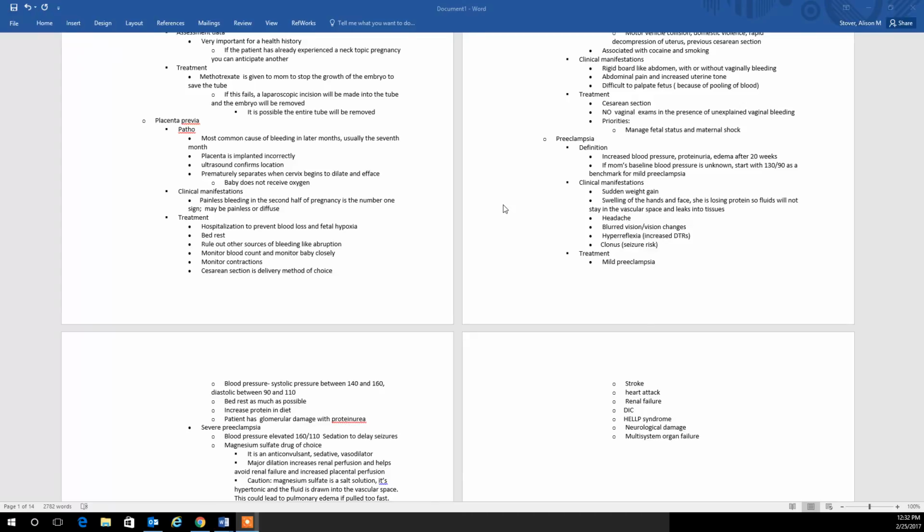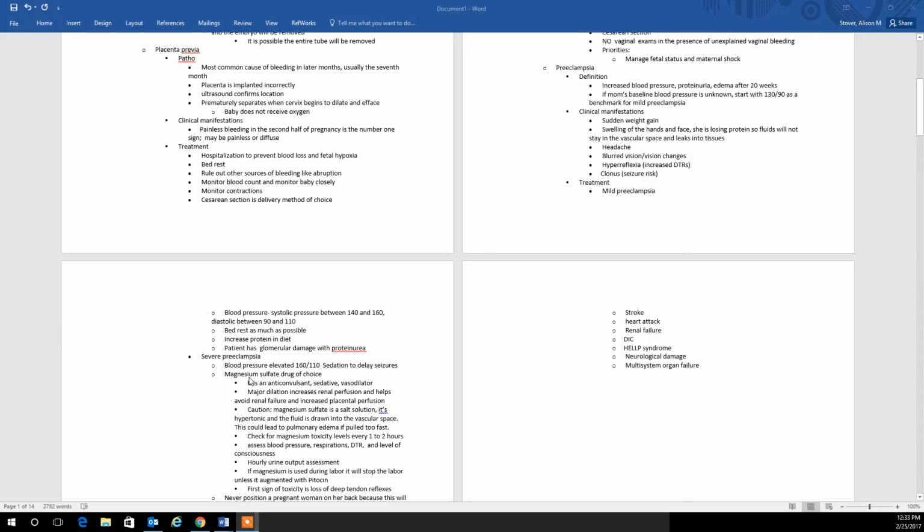Treatment for mild preeclampsia. Mild preeclampsia is systolic pressure between 140 and 160 and diastolic pressure between 90 and 110. Bed rest, increase the protein in the diet. Severe preeclampsia is categorized by blood pressure with a systolic of greater than 160, diastolic greater than 110.